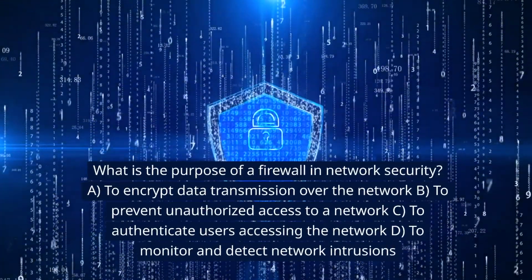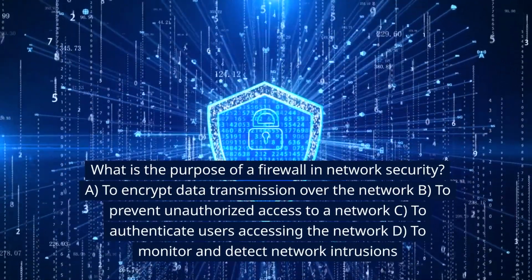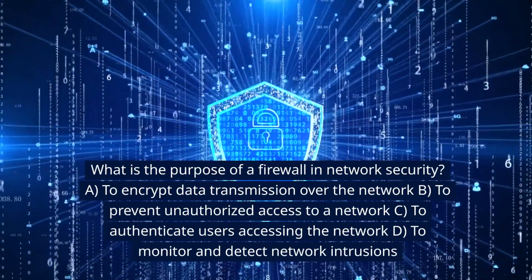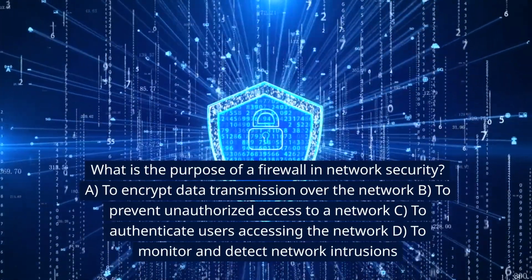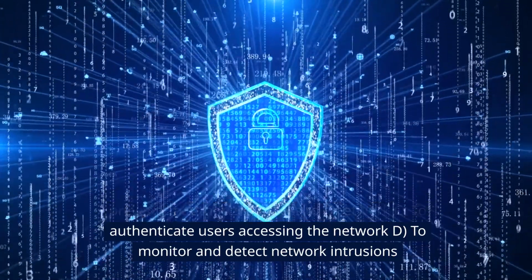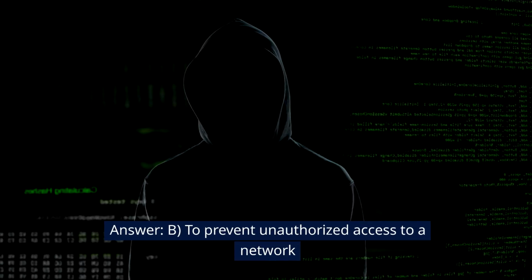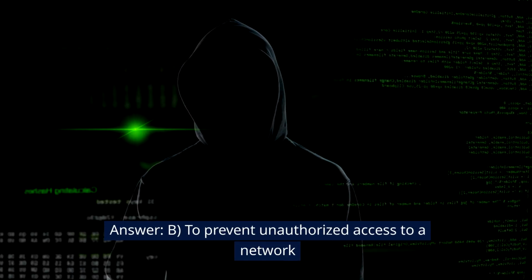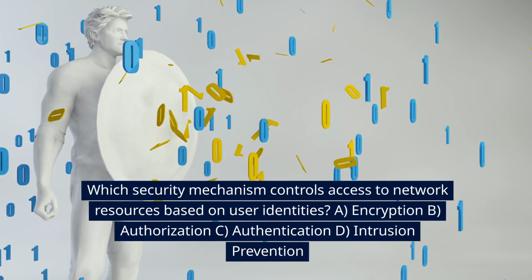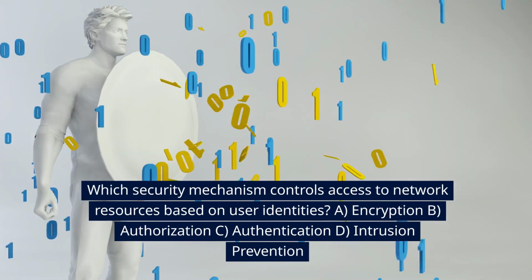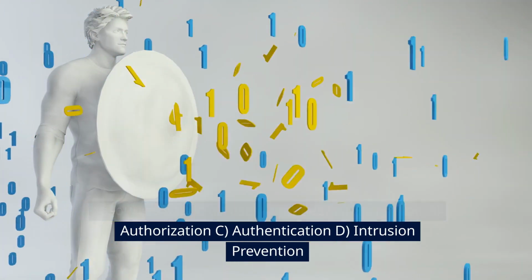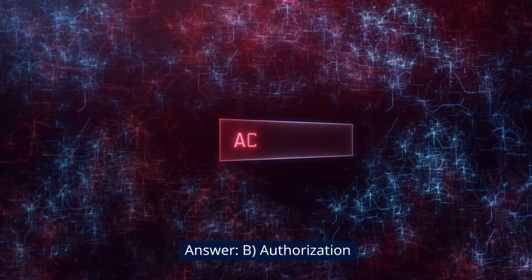What is the purpose of a firewall in network security? A. To encrypt data transmission over the network. B. To prevent unauthorized access to a network. C. To authenticate users accessing the network. D. To monitor and detect network intrusions. Answer: B. To prevent unauthorized access to a network. Which security mechanism controls access to network resources based on user identities? A. Encryption. B. Authorization. C. Authentication. D. Intrusion prevention. Answer: B.